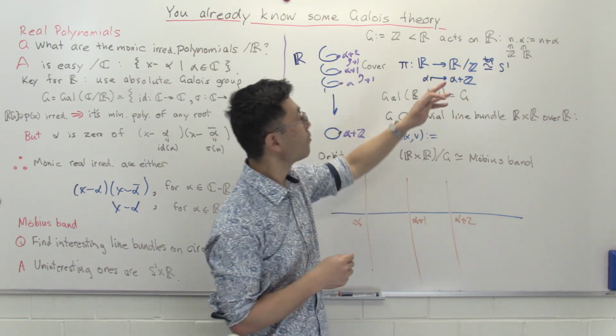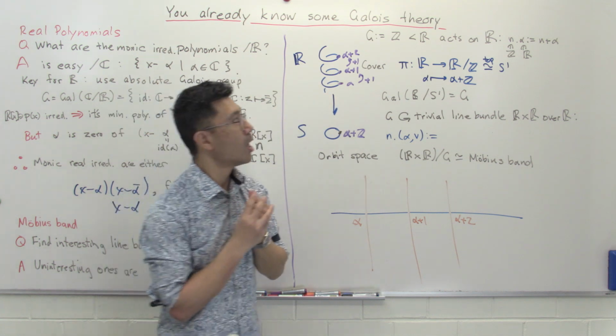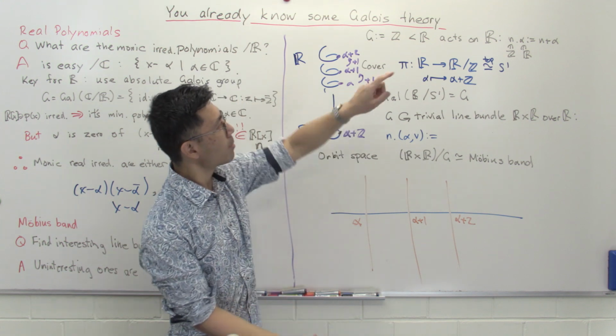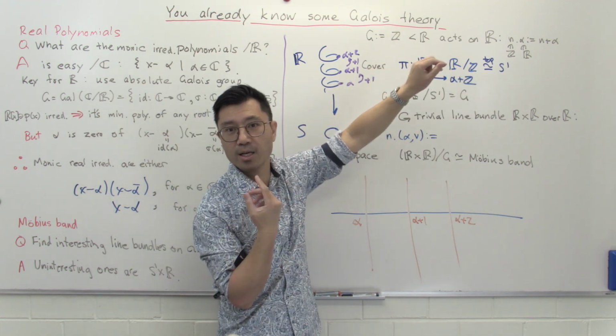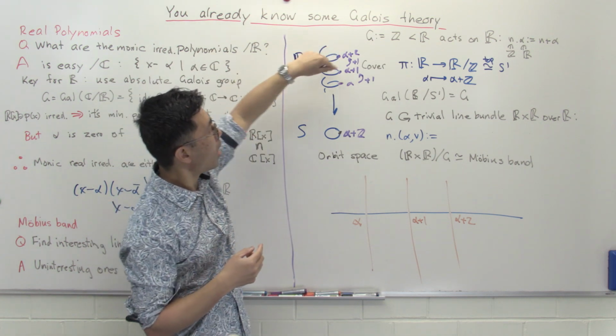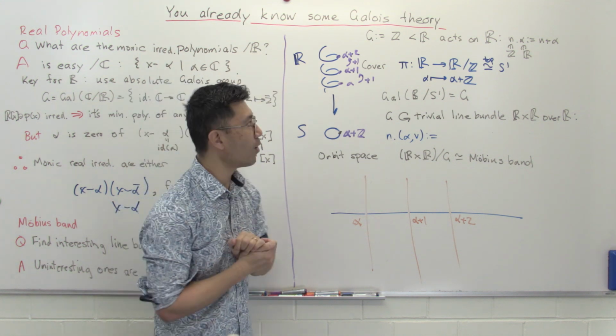If you don't see that, hopefully you can see it from this picture that I'm going to draw over here. What I'm going to do is draw this R, just looking at it as a topological space. It's going to be a line, but I'm going to wind it around like this. And the way I'll do it is as follows.